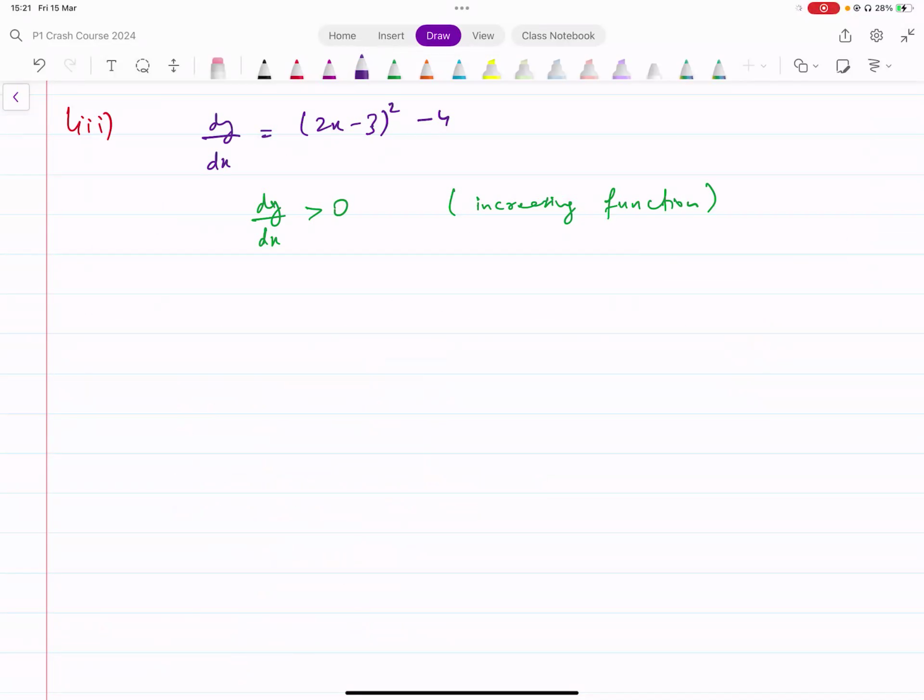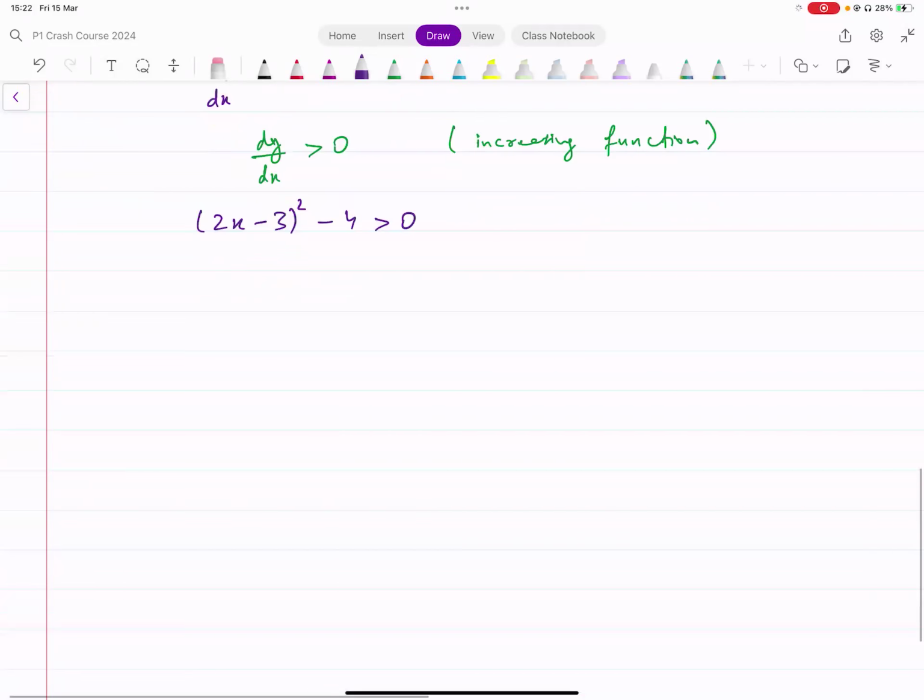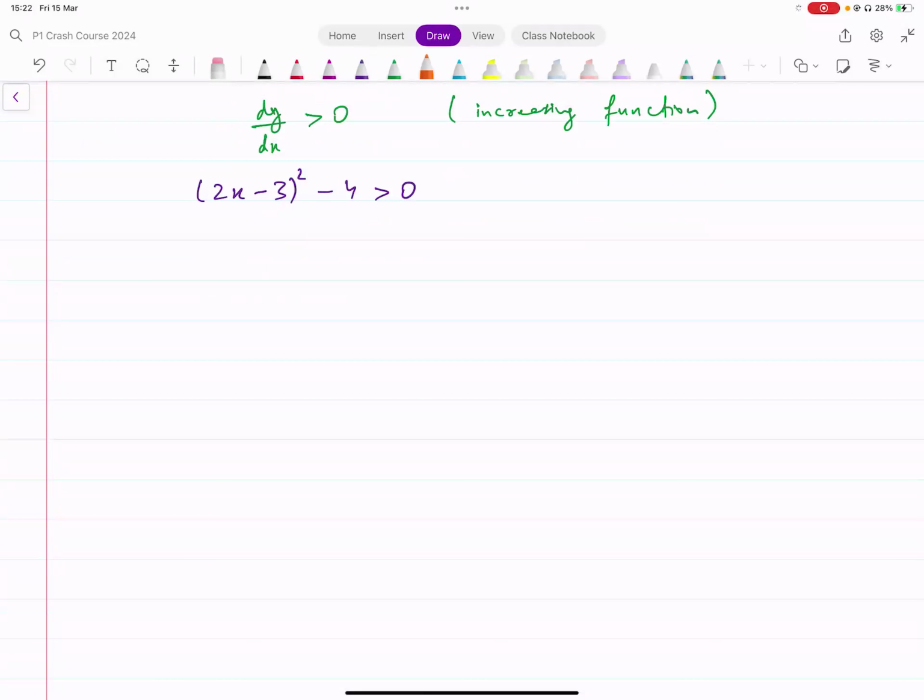Now we can just solve this quadratic inequality. We have (2x minus 3) whole squared minus 4 greater than 0. How do we solve quadratic inequalities? We did this in quadratics. You treat them as an equation, first of all, to find the x-intercepts, and then you think of the graph to figure out which region is going to be correct. So treat this as an equation: (2x minus 3) whole squared minus 4 equal to 0.